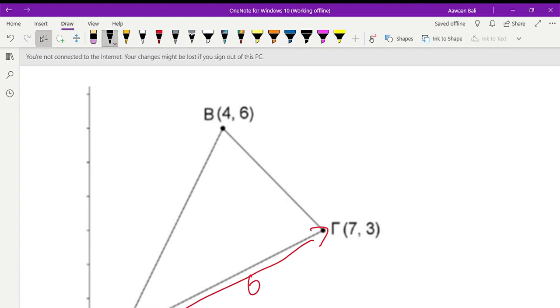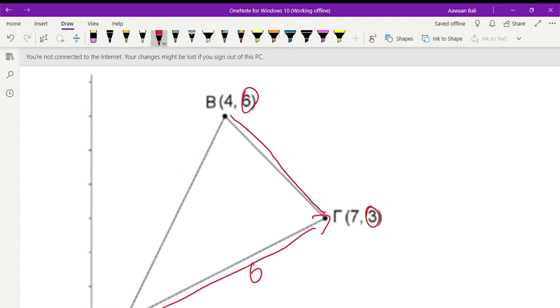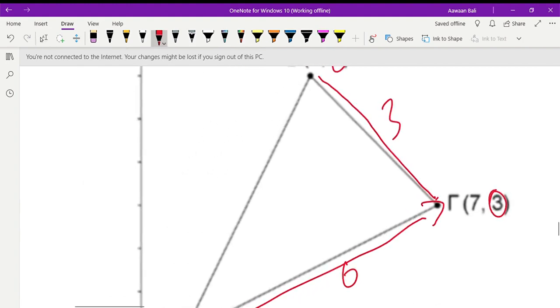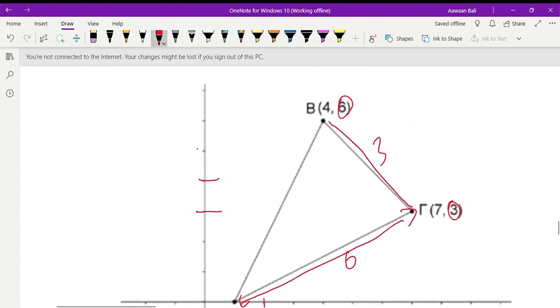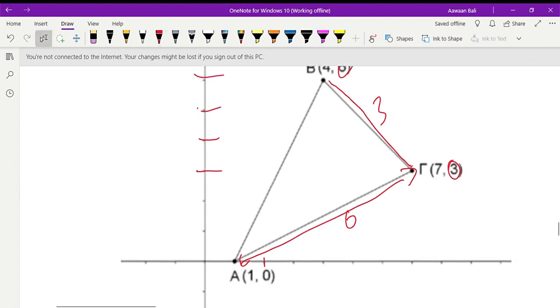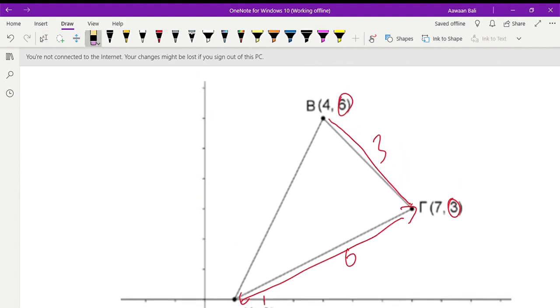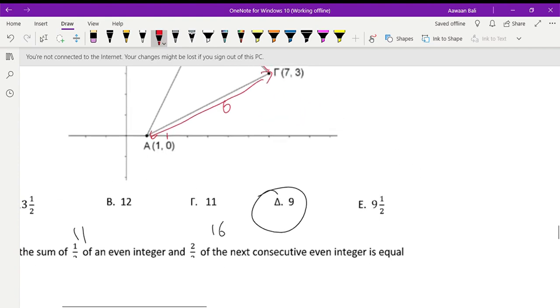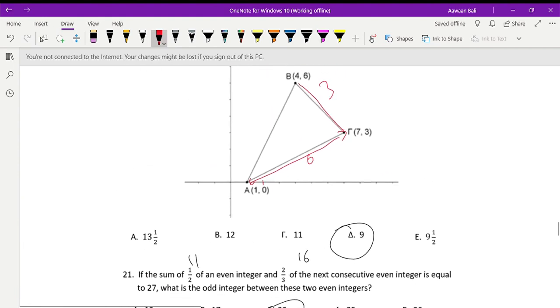So we want to find the base, like this. We have 6, we have 3. So that means the side has to be 3. You can even check like here, 1, 2, 3, 1, 2, 3, there. So therefore the answer is basically 6 times 3 divided by 2. Now 6 times 3 is 18, half of 18 is 9, so therefore the answer is delta, 9.